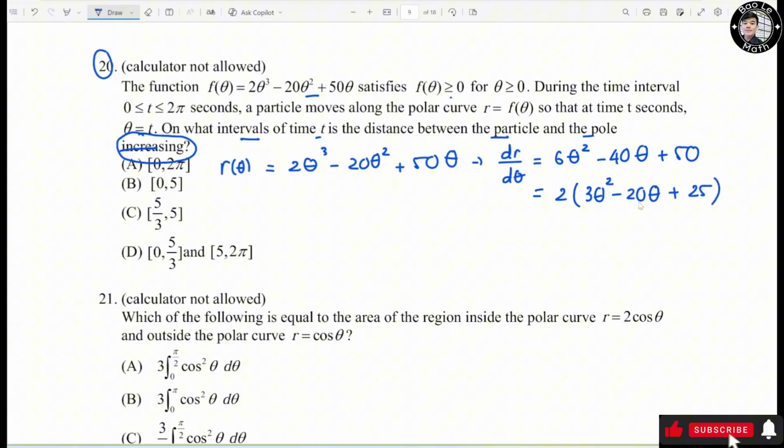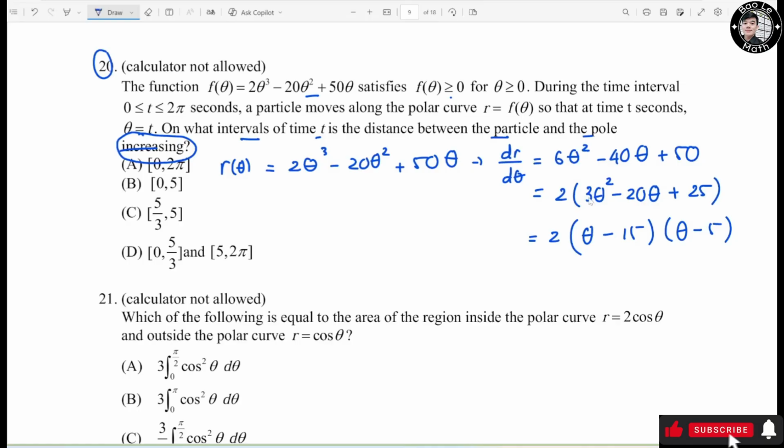Now we're going to factor this trinomial. So it could be 3 times 5... two numbers that multiply to 75 and add up to negative 20: negative 15 and negative 5, right? So we have theta minus 15 times theta minus 5, right?